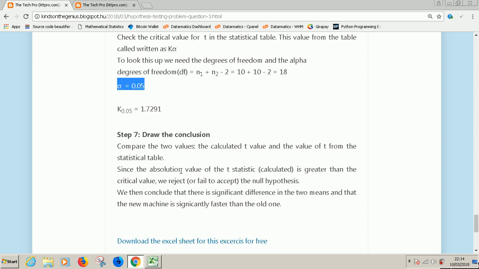So the conclusion will be like this: since the absolute value of t is greater than the critical value, we reject. They say you fail to accept, but normally I use we reject the null hypothesis, and conclude that there is a significant difference in the two means, and that the new machine is faster than the old one.